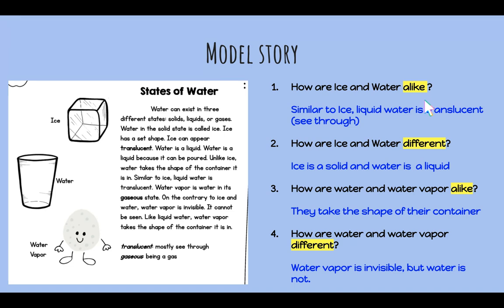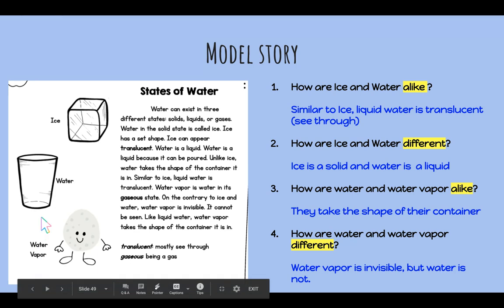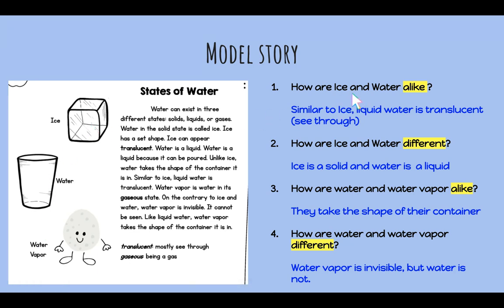Okay. So remember, when things are alike, that means how are they similar? How are they the same? So it wants to know just about ice and water. Okay, it talks about ice, water, and water vapor in our story, but it wants to know just about ice and water. How are they alike? So I came up with my answer, and I said that similar to ice, liquid water is translucent.